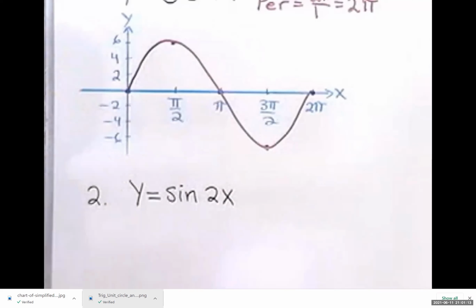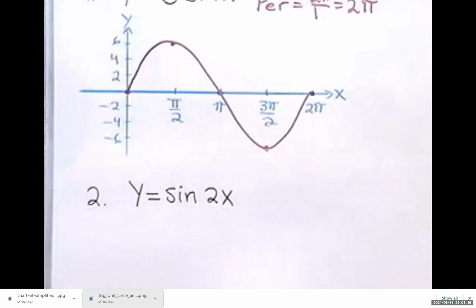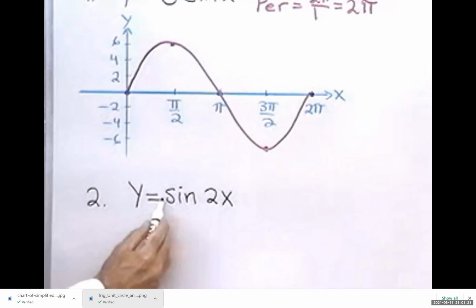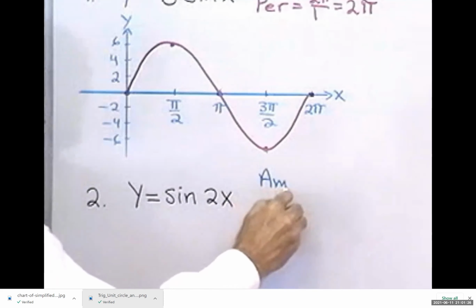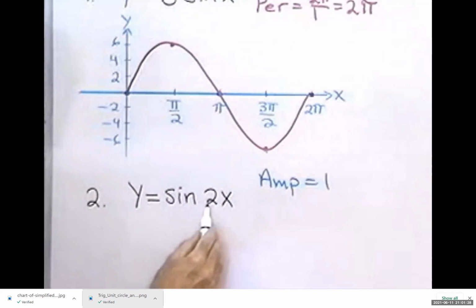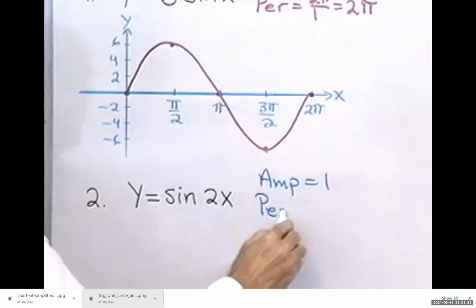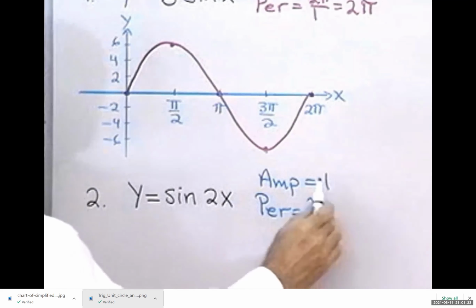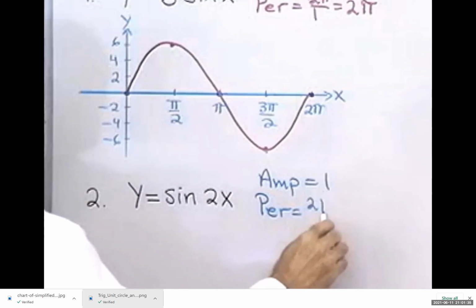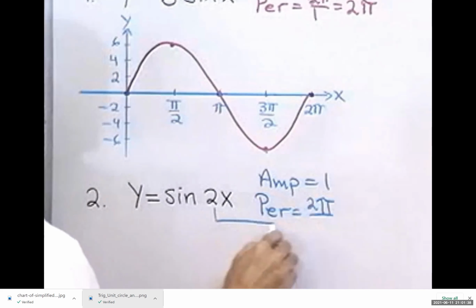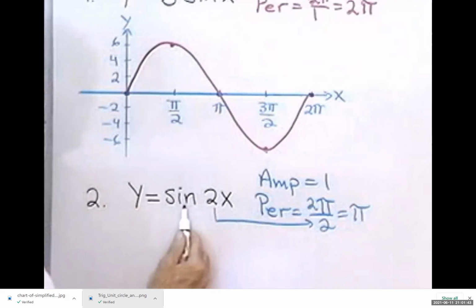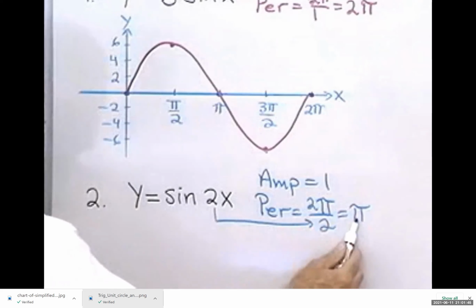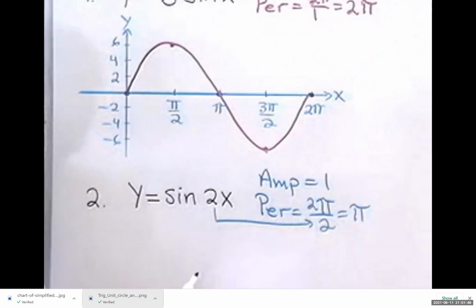Here's our next problem. Let's sketch the graph of y equals sine 2x. In this case, the coefficient of sine is 1, so I have an amplitude of 1, and this coefficient here will give me the period. The period is 2 pi divided by this coefficient 2, which is just pi. So this graph will be a sine curve. It'll go through one complete cycle in pi units on the x-axis, and it has an amplitude of 1.